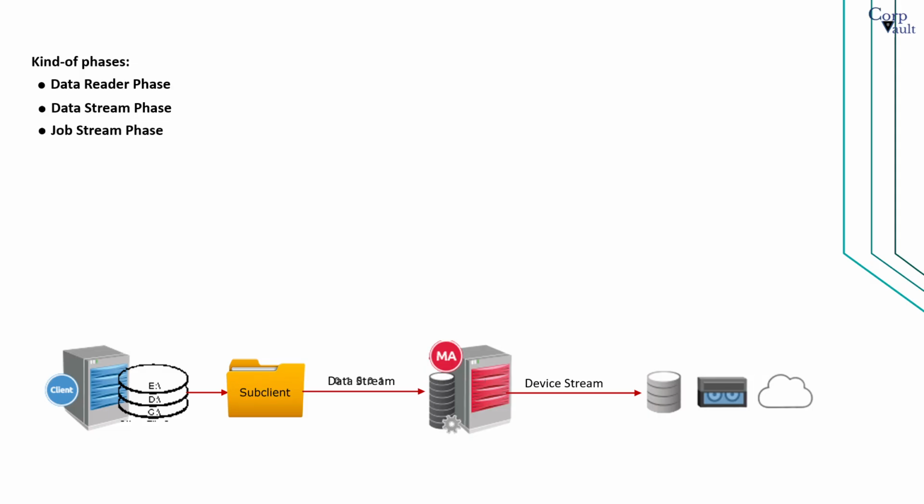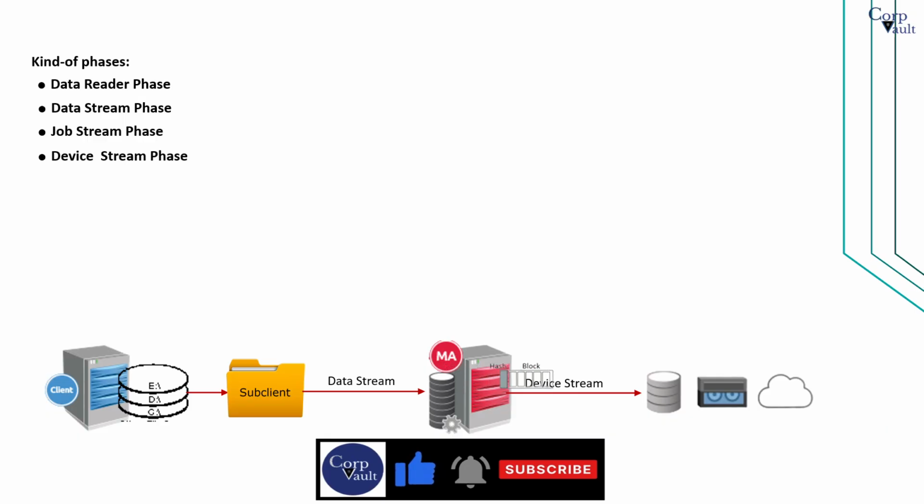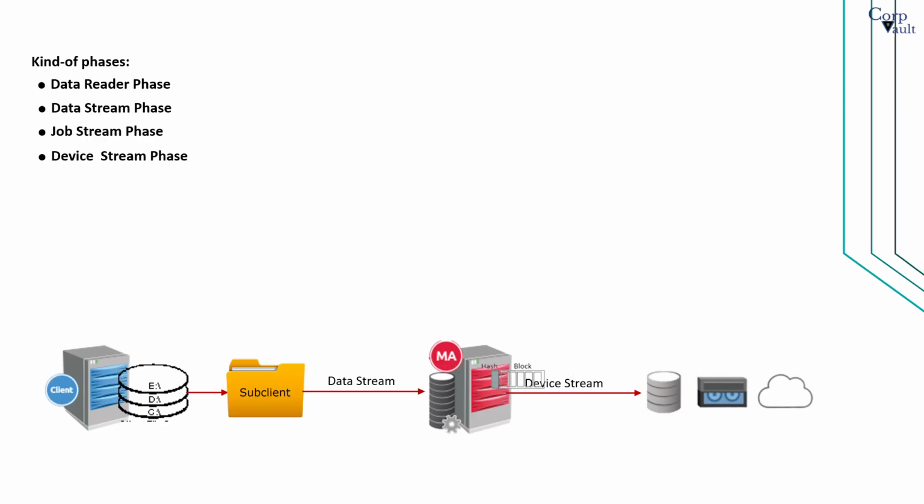Job stream phase. Job streams are the actual network streams that transfer data from the client to the MediaAgent. The number of job streams is limited by the configuration on the MediaAgent and storage policy. Device stream phase. The MediaAgent divides the incoming data into chunks and writes them to storage using device streams. The number of device streams is determined by the number of available writers or drives in the storage library.